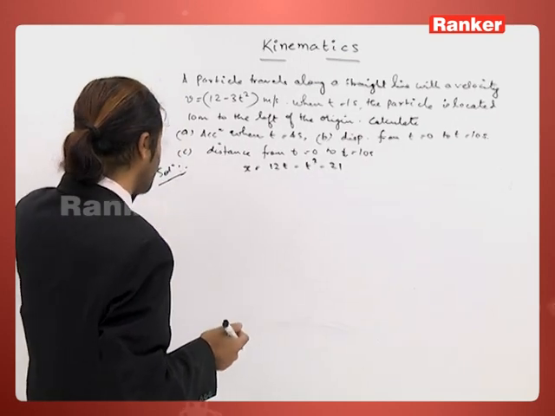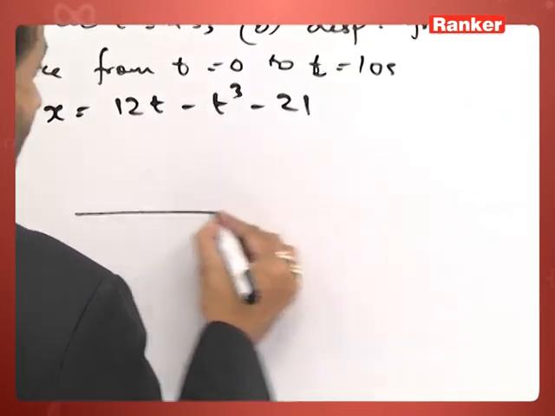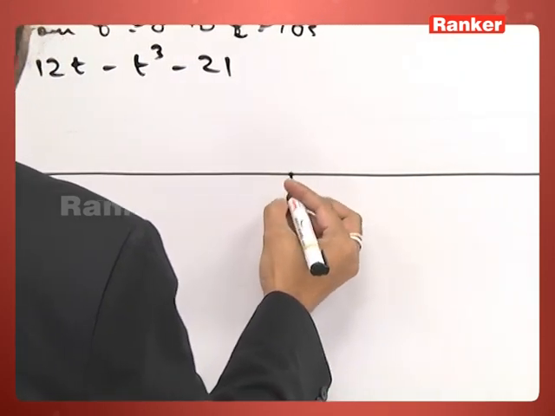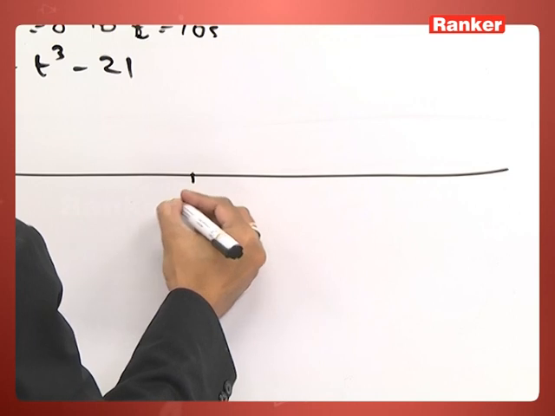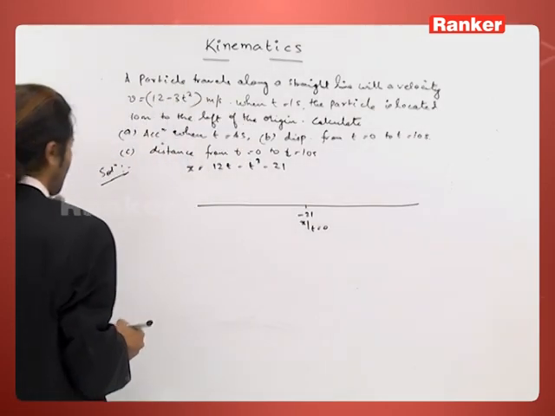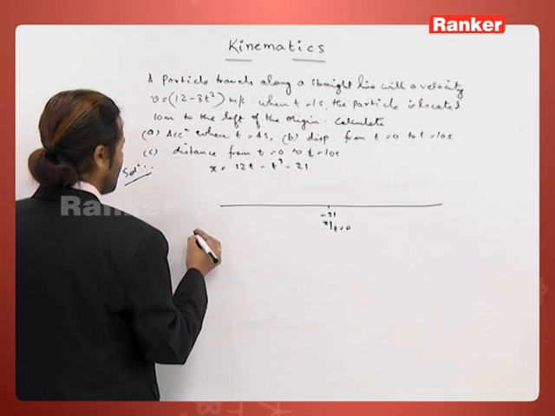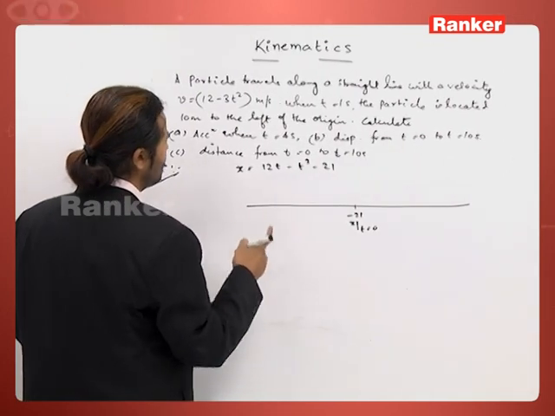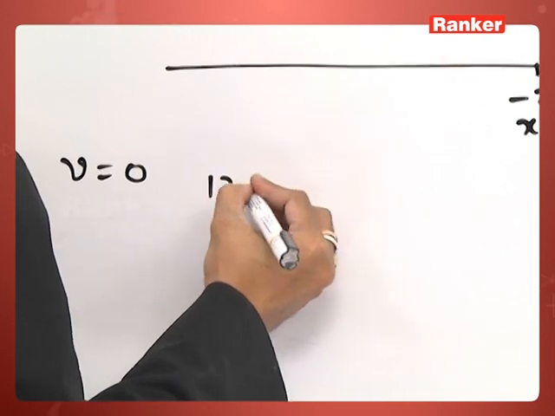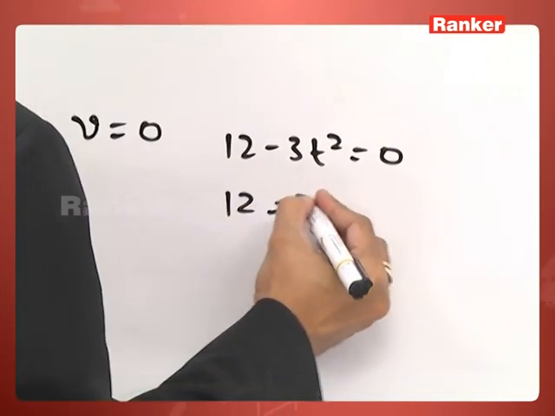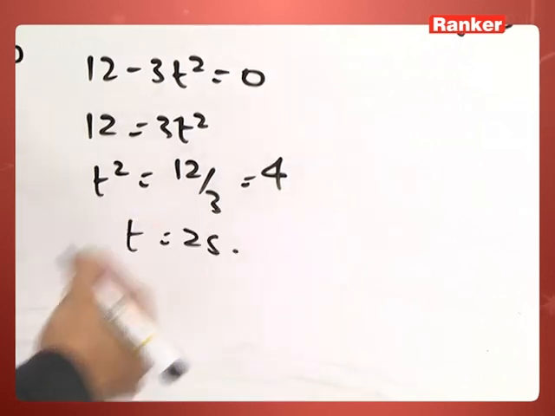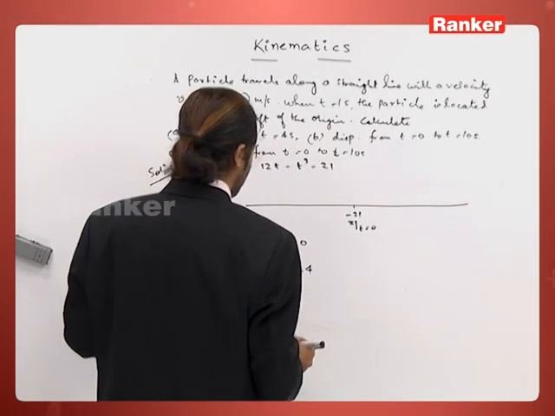Let us find the distance. So I'll plot a line. At t is equal to 0, we get x equal to minus 21. Now let us look at velocity, where velocity is 0, because to calculate the distance you need to find out at which time the velocity becomes 0. V is 0, that means 12 minus 3t square is equal to 0, or 12 is equal to 3t square, or t square is equal to 12 by 3, this is 4, or t is equal to 2 seconds. So at t is equal to 2 seconds, the velocity becomes 0.